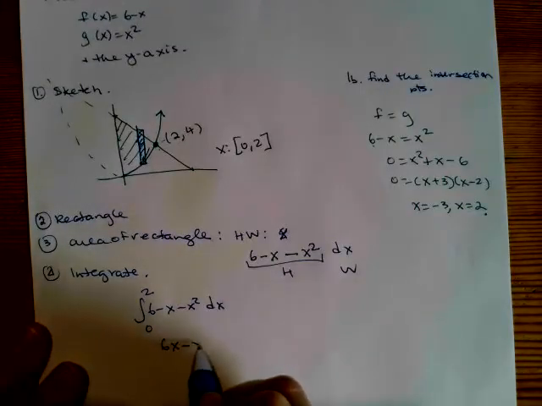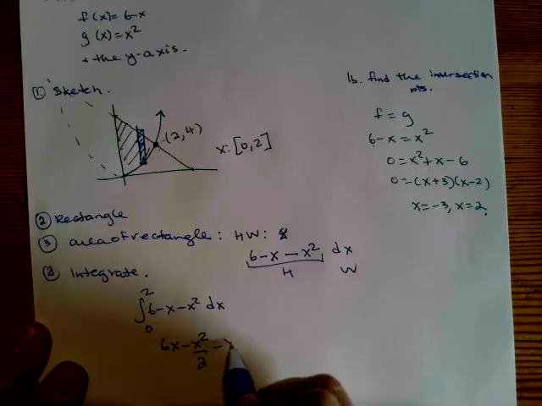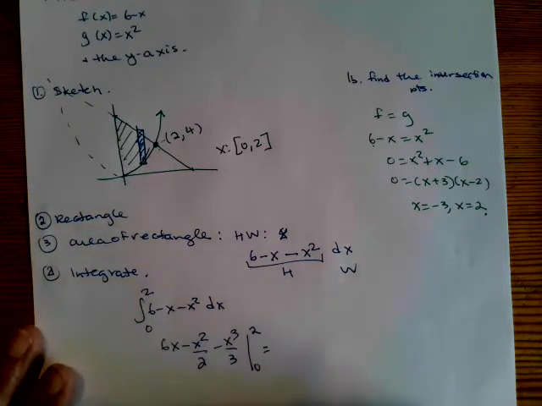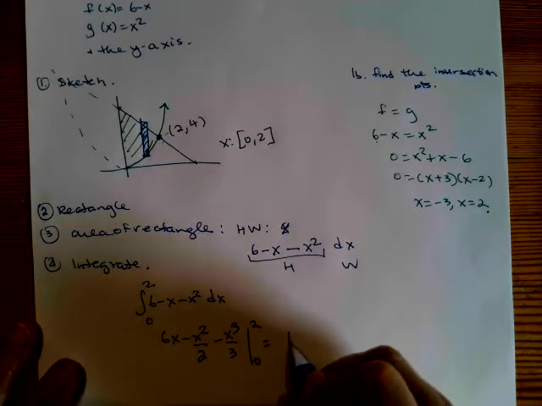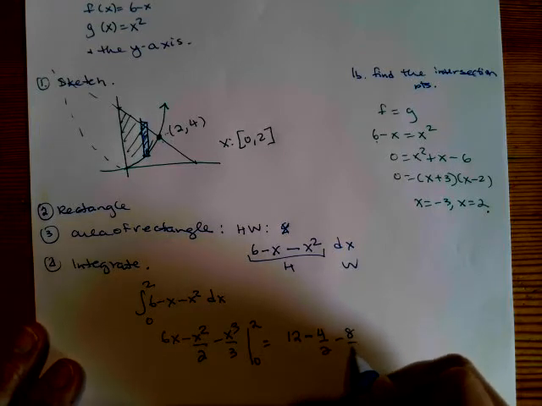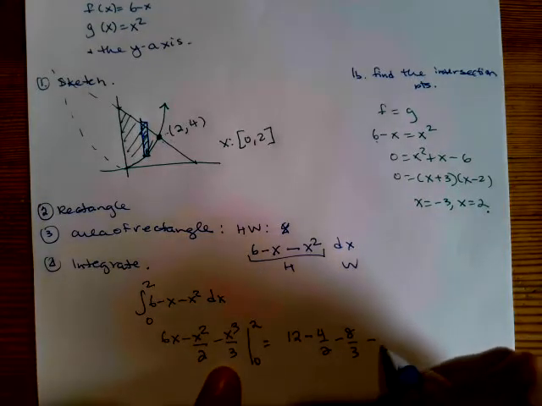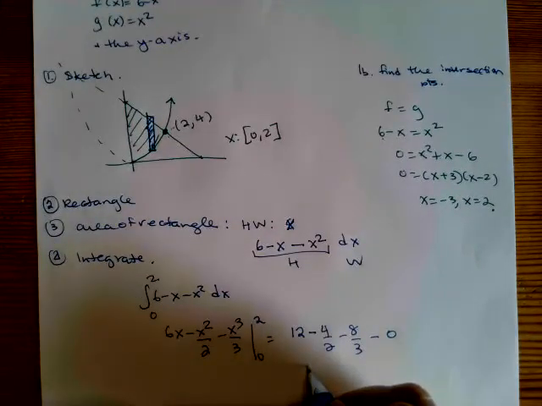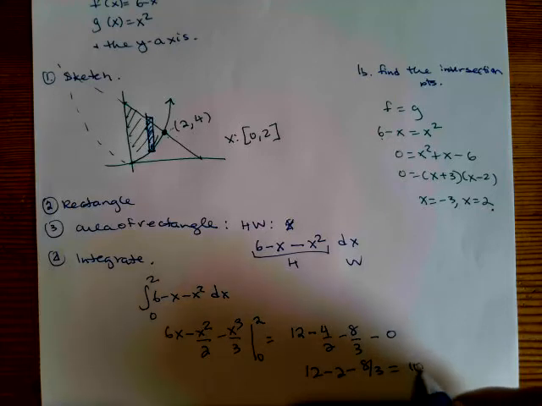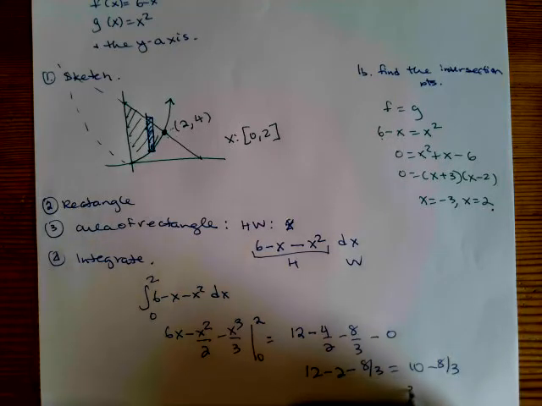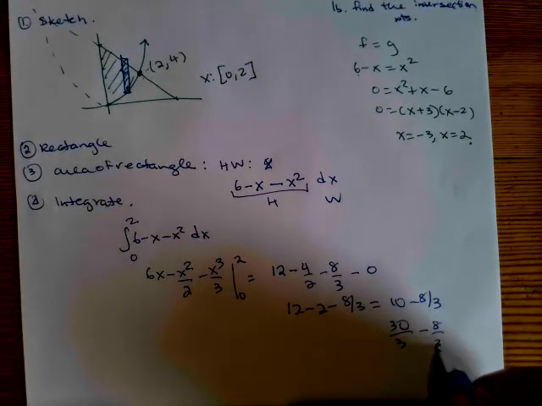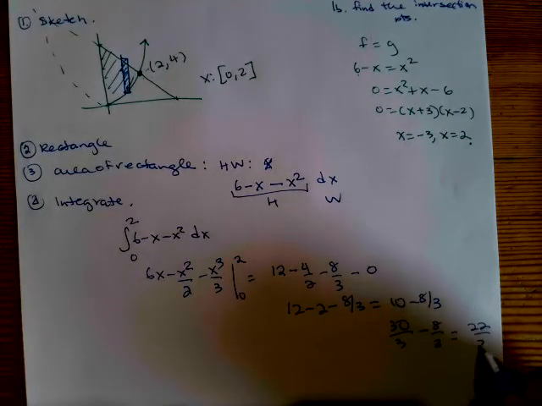So 6x minus x squared over 2 minus x cubed over 3 between 0 and 2. So 12 minus 4/2 minus 8/3 minus the 0. Again, everybody has an x of that 0. So 12 minus 2 minus 8/3. 10 minus 8 thirds. Okay, I guess I'm doing my ugly algebra now. 30 thirds minus 8 thirds. 22 thirds.